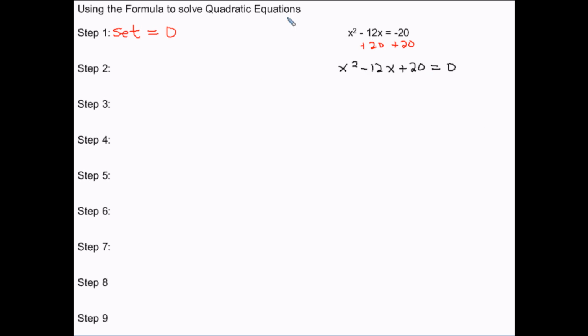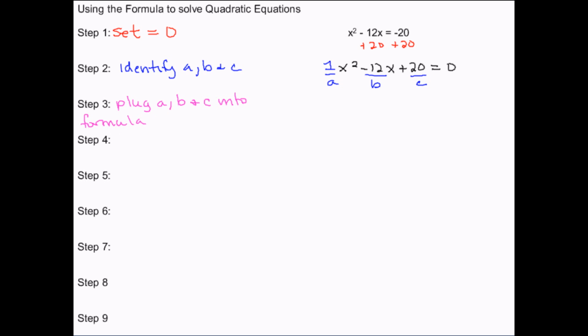Once I've set this equal to 0, my next step is to identify a, b, and c. A doesn't appear to be there, so that makes it a 1. It's an invisible 1. B is negative 12 and C is 20. Once I've identified a, b, and c, I can then plug those values into the formula.